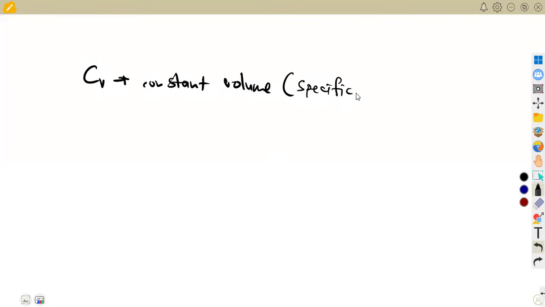We have, like I said, Cv for the constant volume. We are talking about the specific heat capacity at constant volume there. So these constants, or these specific heat capacities, are in kilojoules per kilogram Kelvin. That is the unit that you're going to have.